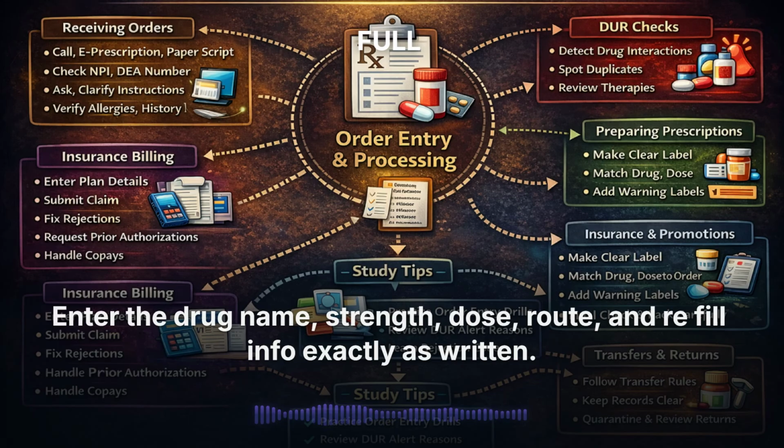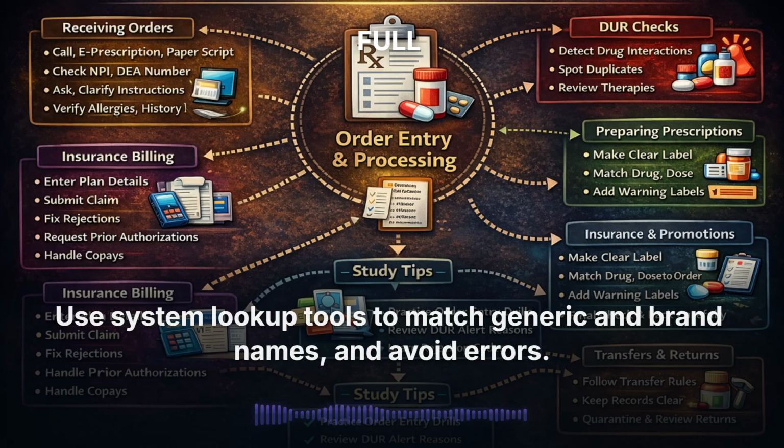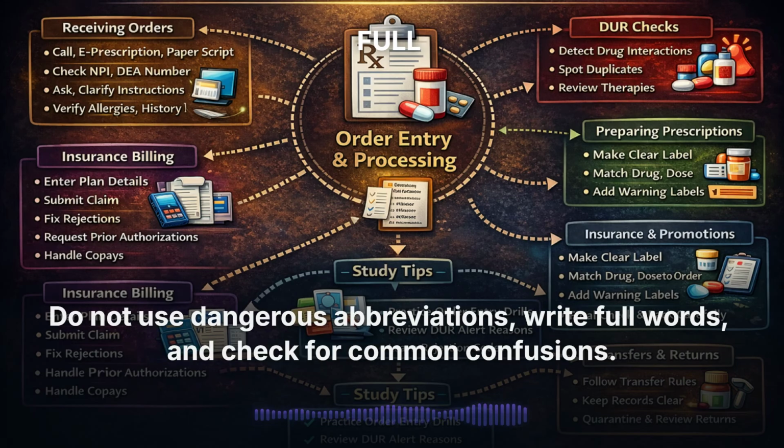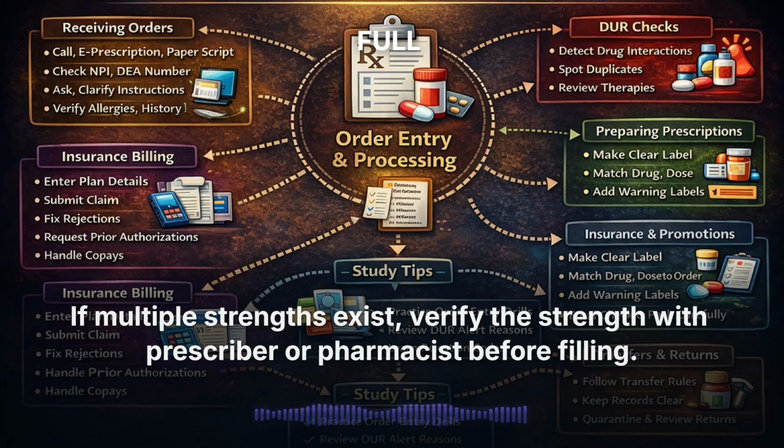Enter the drug name, strength, dose, route, and refill info exactly as written. Use system lookup tools to match generic and brand names, and avoid errors. Do not use dangerous abbreviations, write full words, and check for common confusions. If multiple strengths exist, verify the strength with prescriber or pharmacist before filling.